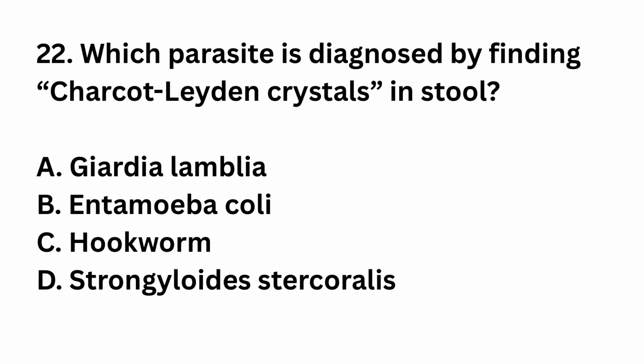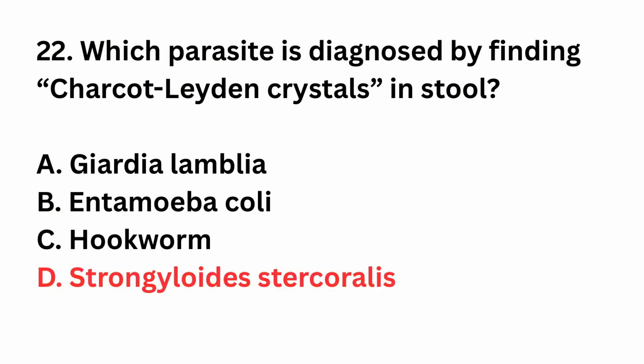Question number 22. Which parasite is diagnosed by finding Charcot-Leyden crystals in stool? Giardia lamblia, Entamoeba coli, hookworm, Strongyloides stercoralis. The right answer is option D, Strongyloides stercoralis. These crystals arise from eosinophil breakdown. They are seen in parasitic infections with tissue invasion.